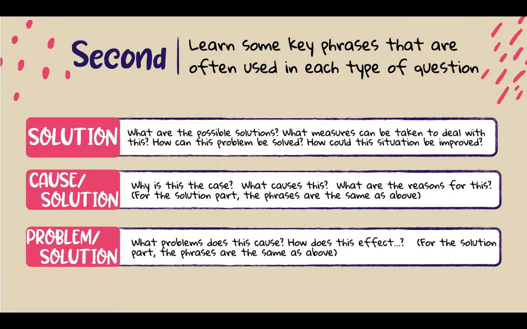And the problem solution. For the problem part, it could ask, what problems does this cause? Or how does this affect such and such? And again, for the solution part, the phrases will be the same as the solution essay. So you can see these 3 especially are very, very similar, but these key words can help us distinguish what type of essay to write.